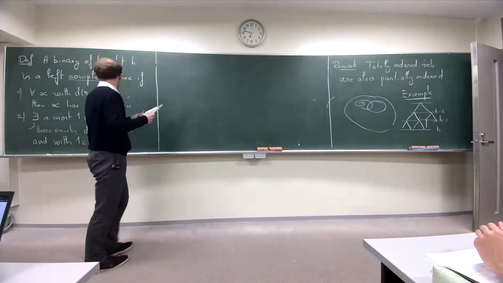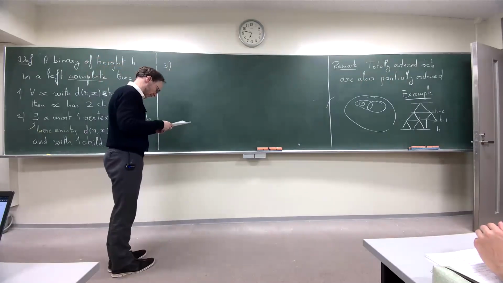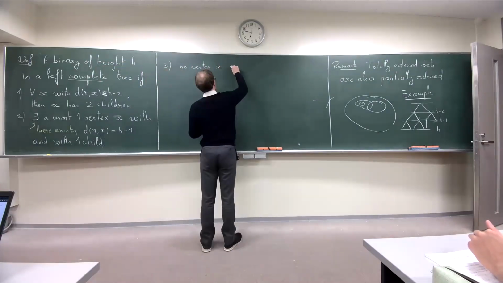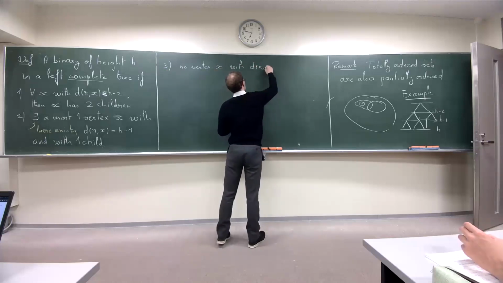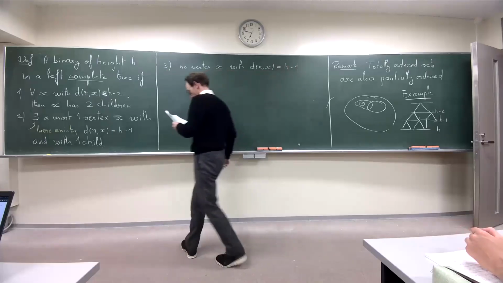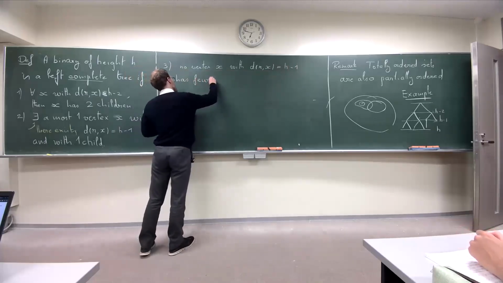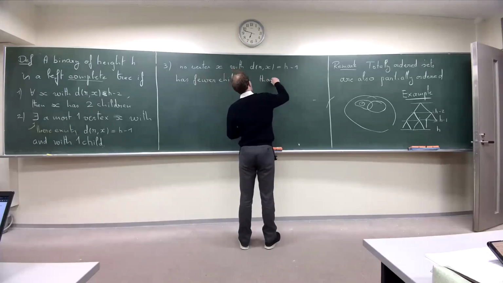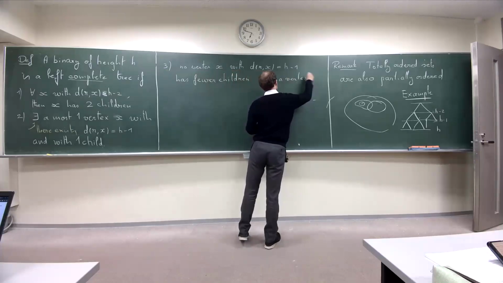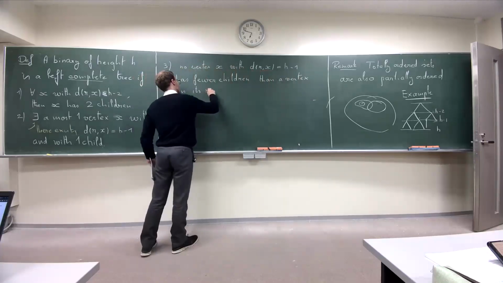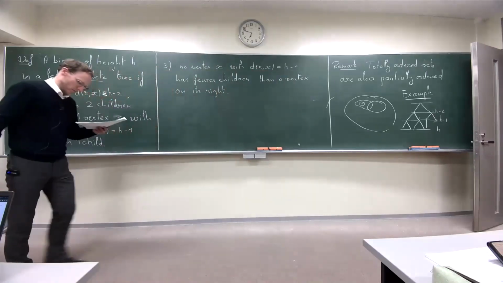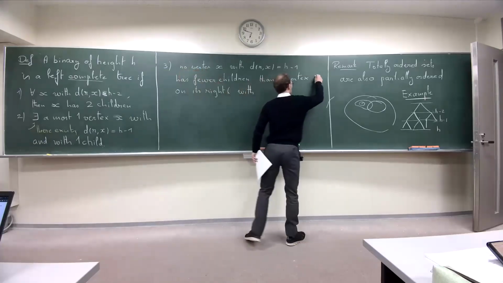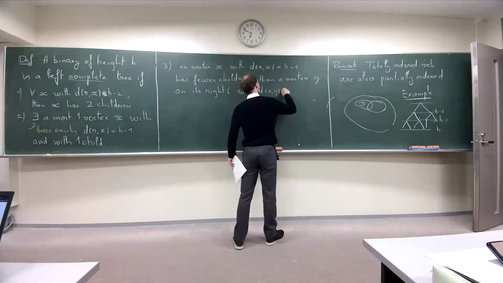And the third condition: no vertex x with d of Rx equal to h minus 1 has fewer children than a vertex on its right, for a vertex, let's call it y, with d of y also equal to h minus 1.